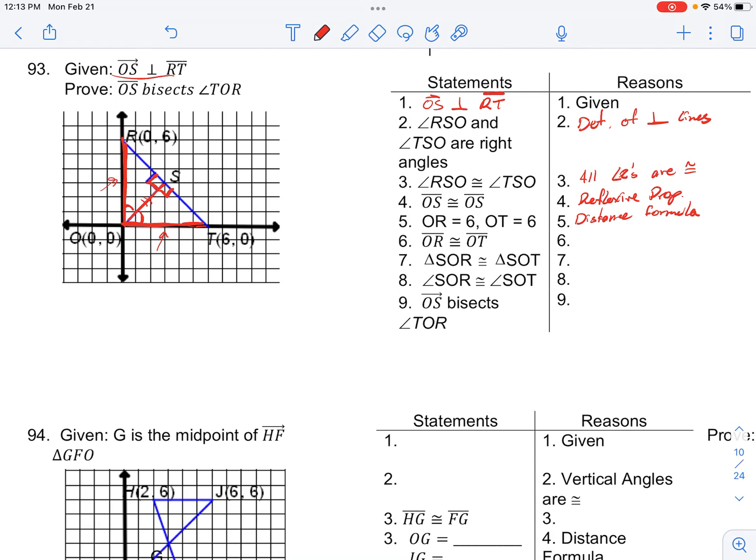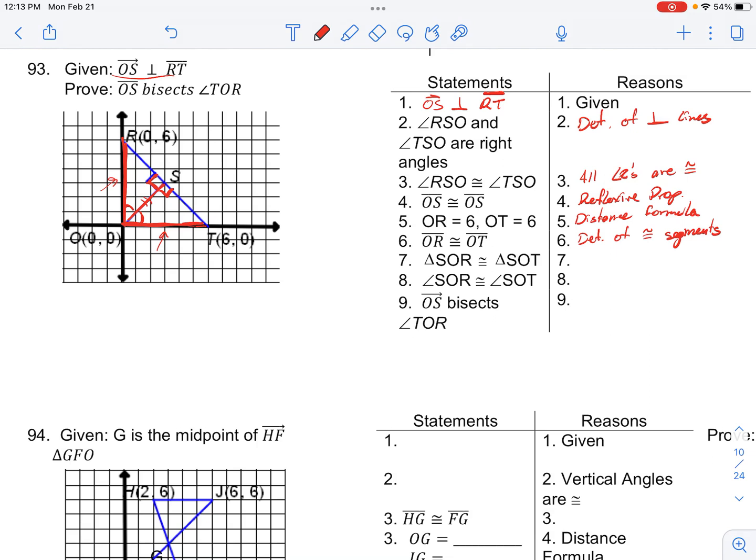Number 6, we have segment OR is congruent to OT. So OR is the segment we just found the length for. Is congruent to OT. That's given from the definition of congruent segments.